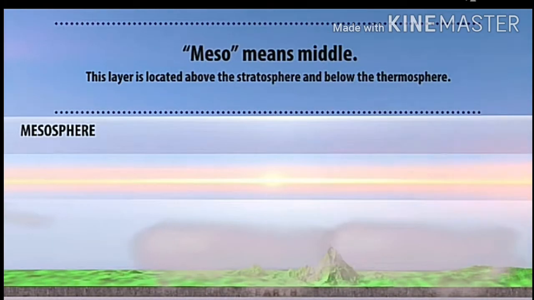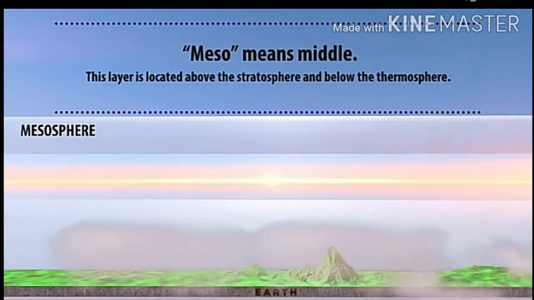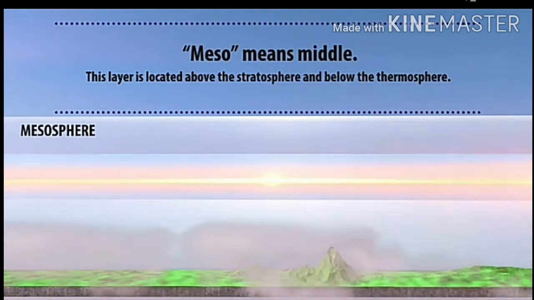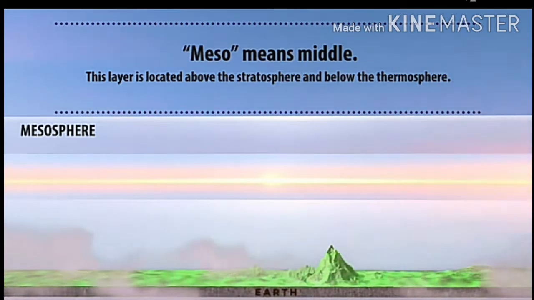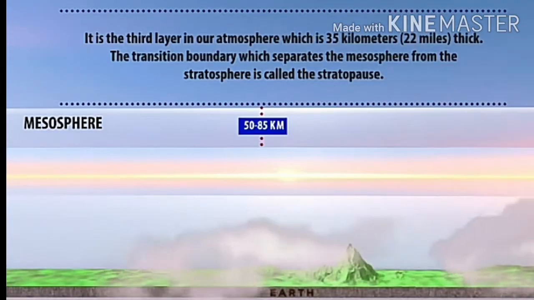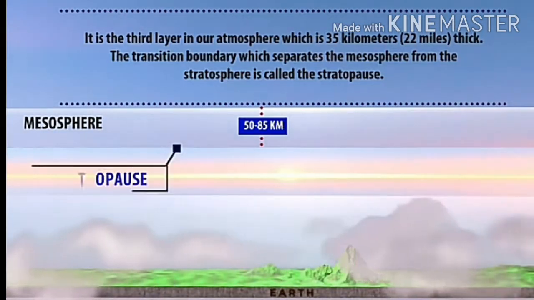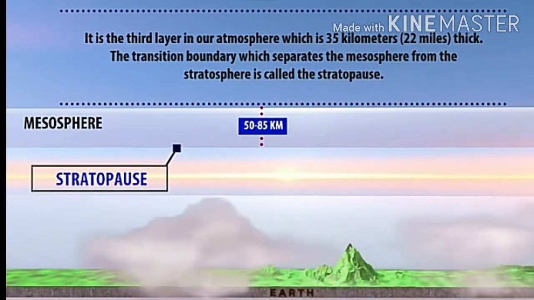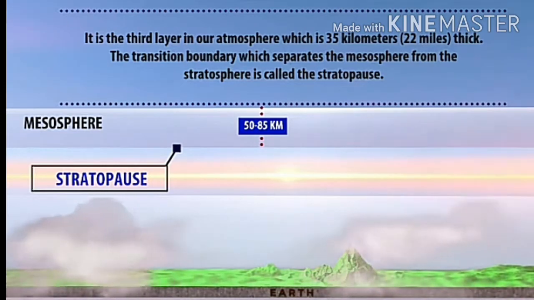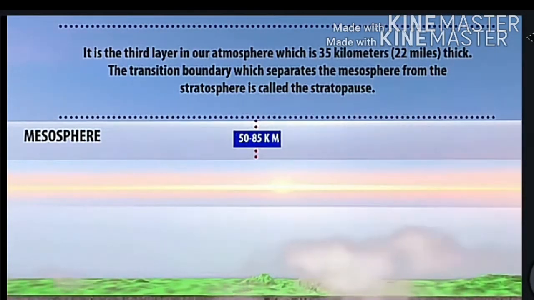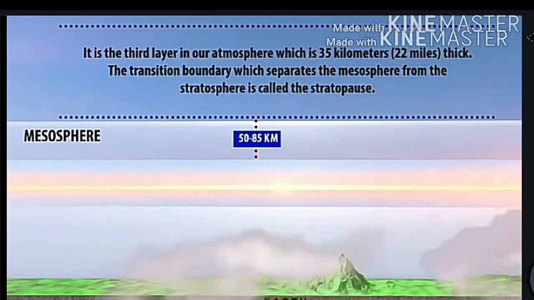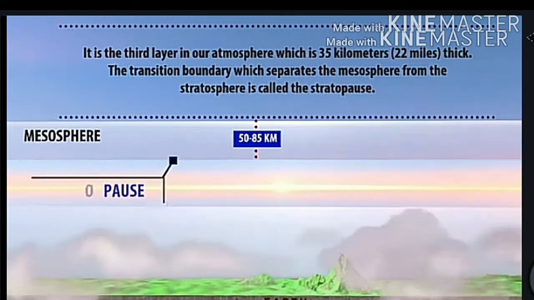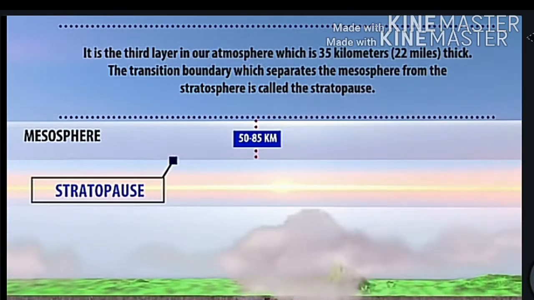Next one, Mesosphere. Meso means middle. This layer is located above the stratosphere and below the thermosphere. It is the third layer in our atmosphere, which is 35 kilometers, that means 22 miles thick. The transition boundary which separates the mesosphere from the stratosphere is called the stratopause.